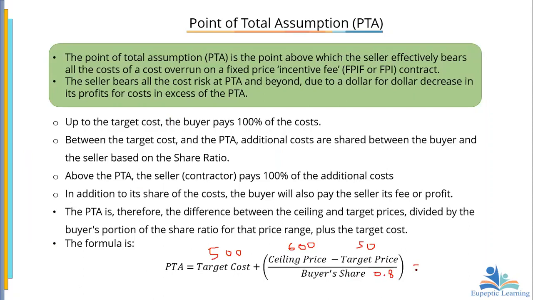So we'll look at what we call the PTA of this one. So you have your calculators there. You can do that calculation here. 500 plus, in brackets, 600 minus 50, that is 550, all over 0.8. And that gives us a PTA of 1,187. I don't know whether you're also getting the same thing, $1,187.